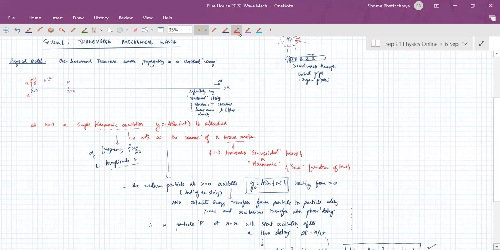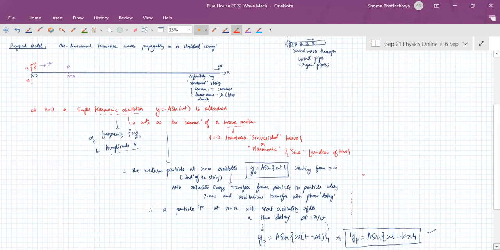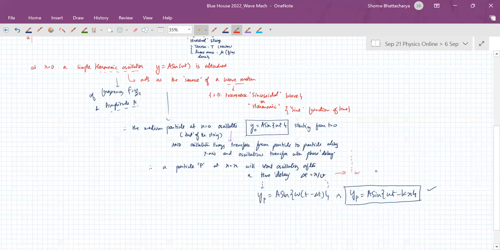Okay, so now you can note down that V is the propagation speed for the wave along the string. That is the rate at which the oscillations are transferring from particle to particle on the string. That is V.